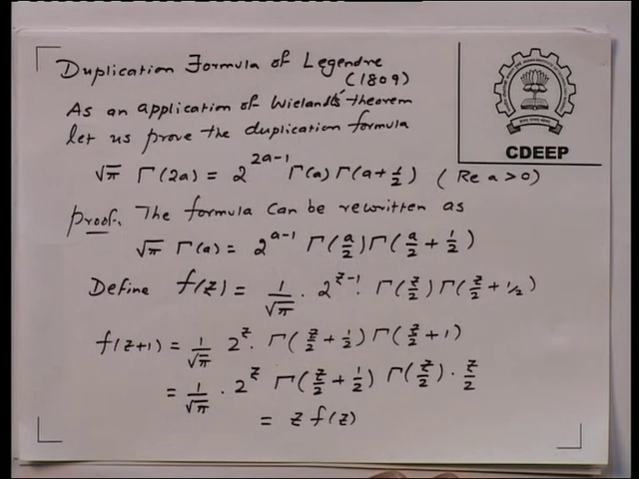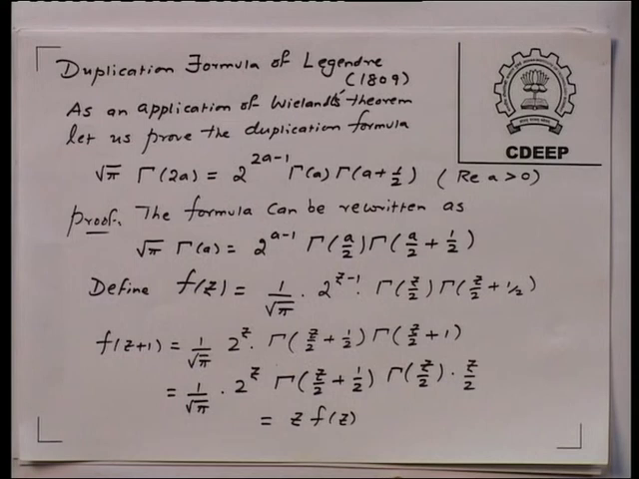First check that it satisfies the functional relationship. That is what you see on the last two lines. F of z plus 1 is 1 over root pi. The 2 to the power z minus 1 has become 2 to the power z, correct? And so you see that the last factor gamma z by 2 plus half has become gamma z by 2 plus 1 now. And now use the functional relationship and a z by 2 comes out, and you again see, lo and behold, you get z f z on the right hand side.